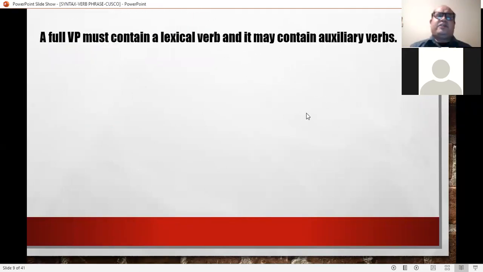Now, the next aspect that we are going to talk about is the composition of a verb phrase. A verb phrase must contain a lexical verb and it may contain auxiliary verbs. And so it depends, no? It depends on the tense you're using. Also, if you're making an affirmative sentence or a negative sentence or a question, or interrogative sentence.